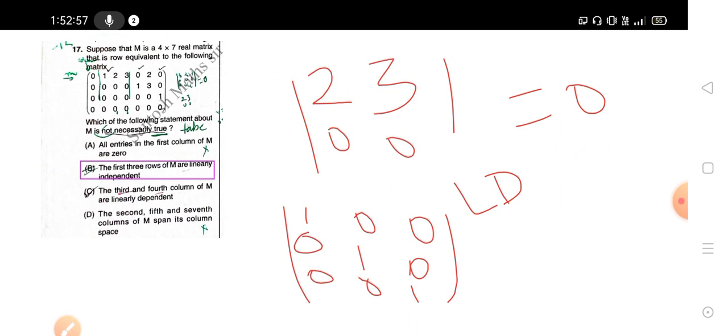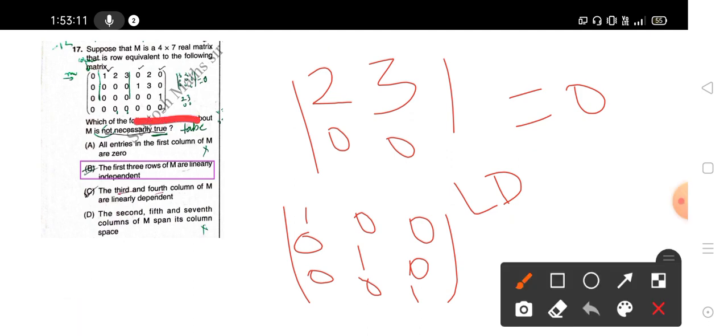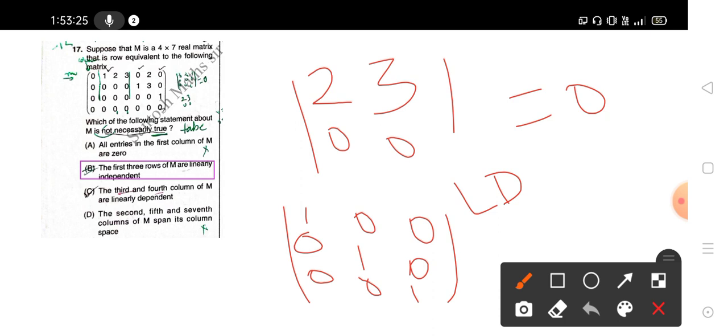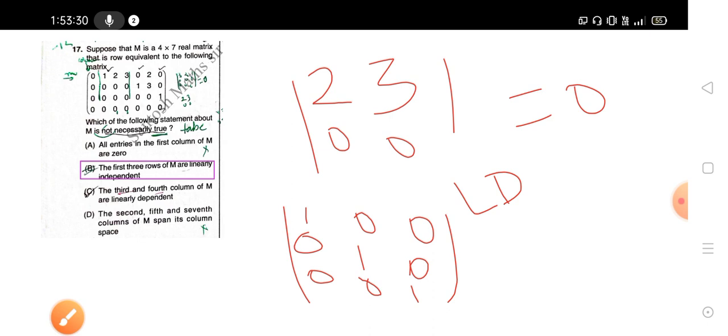Next question: suppose that M is a 4 cross 7 real matrix that is row equivalent to the following matrix. Which of the following statements are not necessarily true? Not necessarily true means a false statement. In option A, all entries in the first column of M are 0. That means the first column is all 0, so this is a true statement.